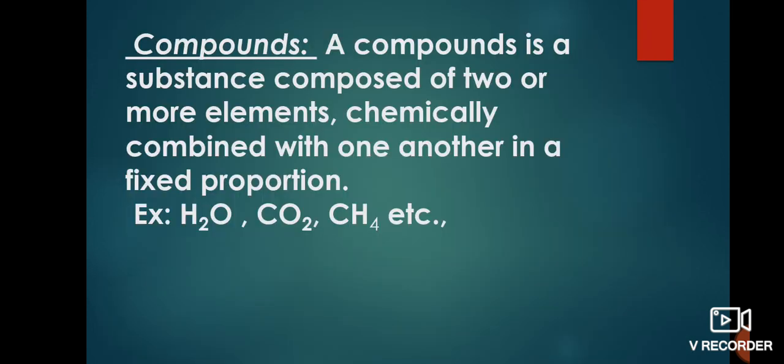The next concept is compounds. A compound is a substance made of two or more elements. Example, H2O. Here hydrogen is one element and oxygen is another element. A compound is a combination of two or more elements with one another in fixed proportions. Is it clear? H2O, CO2, which is carbon dioxide, CH4, methane, etc. I hope you all understand.